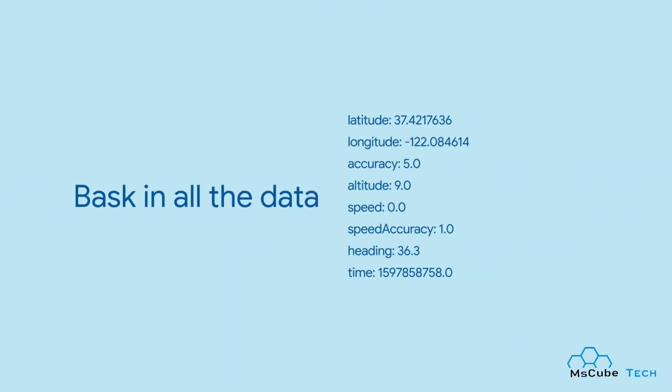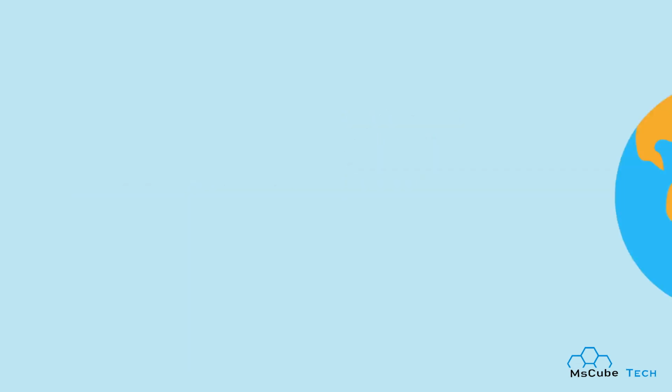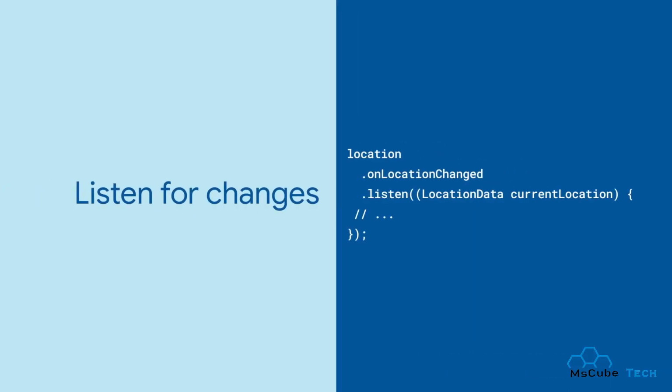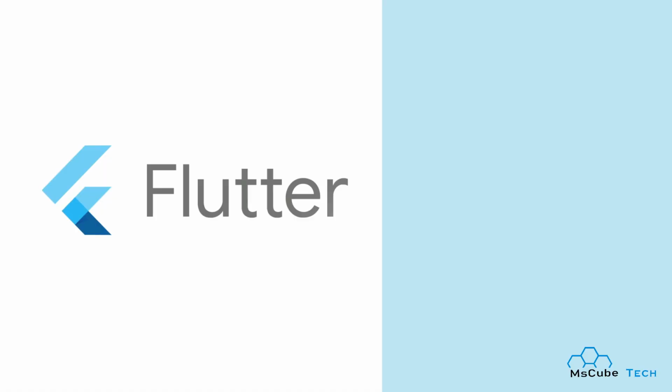The LocationData object contains lots of useful data about the device's location, including latitude and longitude, altitude, heading, and speed. You can use this data to display maps, calculate distances, and more. Additionally, you can listen for changes in the device's location using onLocationChanged. This lets you keep track of the location over time.